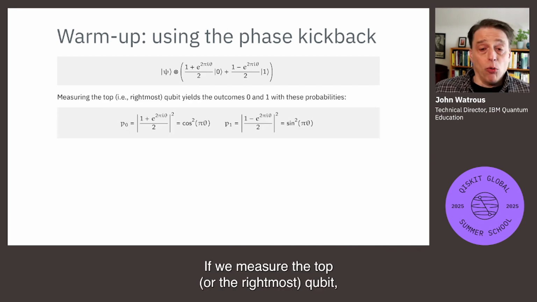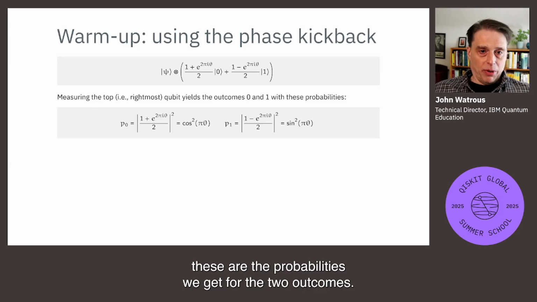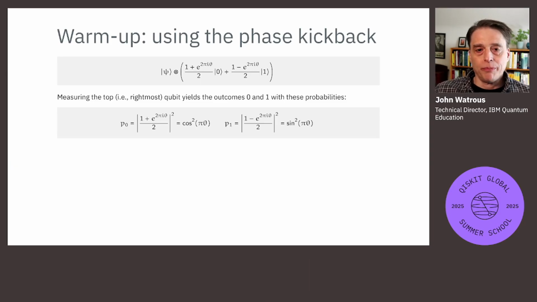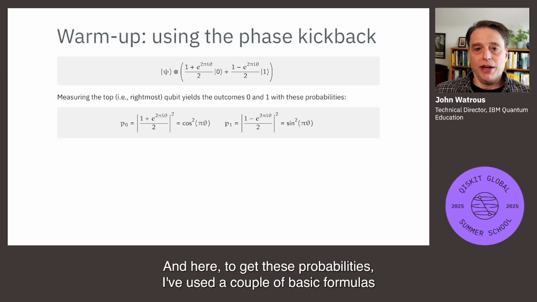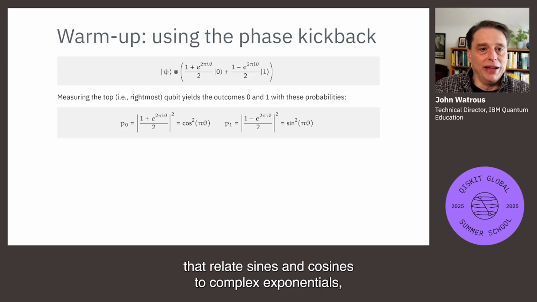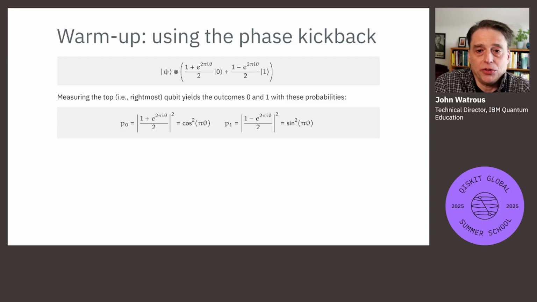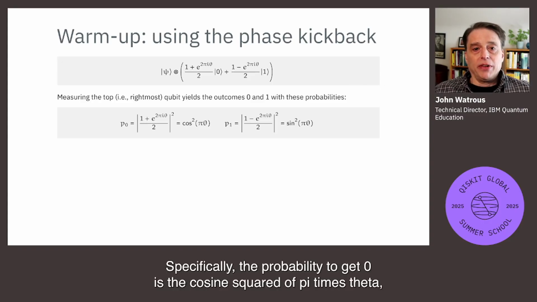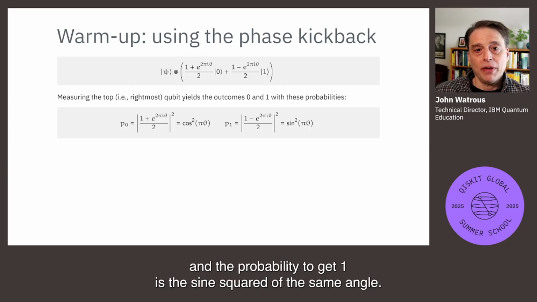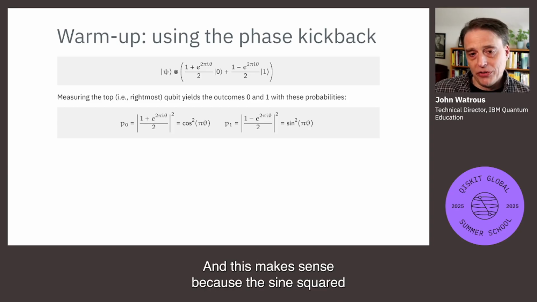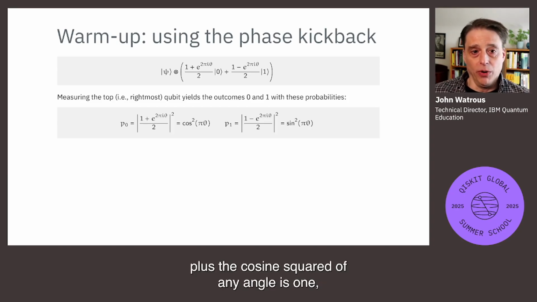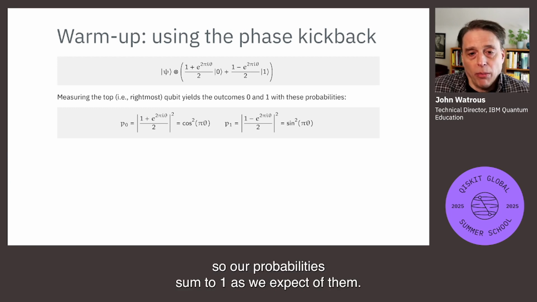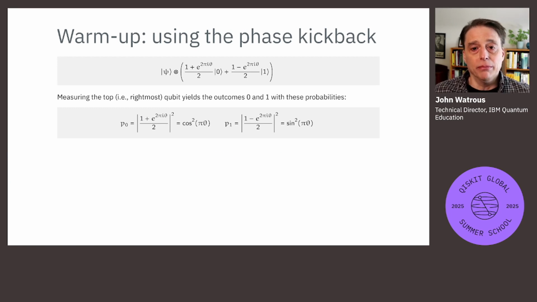If we measure the top or the rightmost qubit, these are the probabilities we get for the two outcomes. And here to get these probabilities, I've used a couple of basic formulas that relate sines and cosines to complex exponentials, just to express them in terms of sines and cosines. Specifically, the probability to get 0 is the cosine squared of pi times theta, and the probability to get 1 is the sine squared of the same angle. And this makes sense because the sine squared plus the cosine squared of any angle is 1, so our probabilities sum to 1 as we expect them.